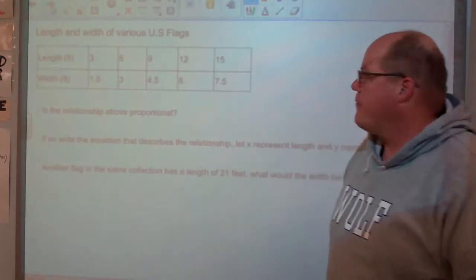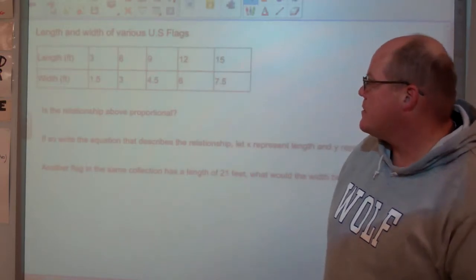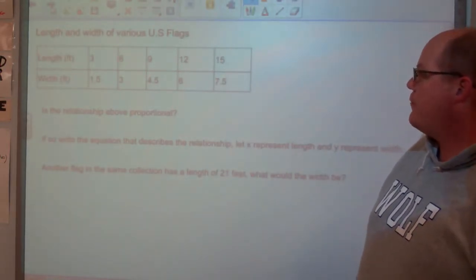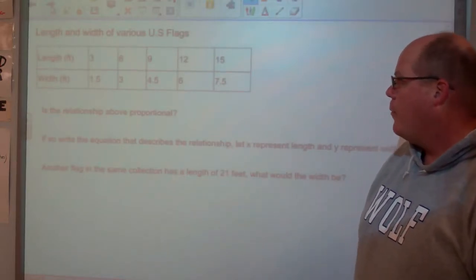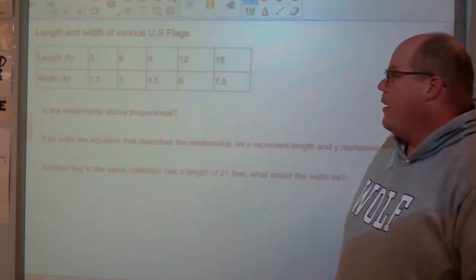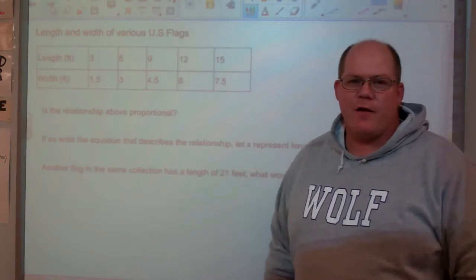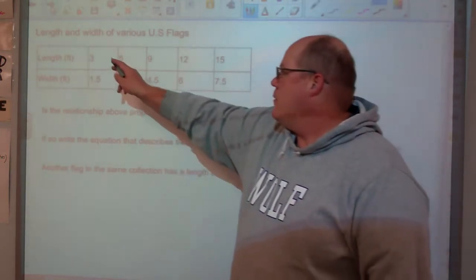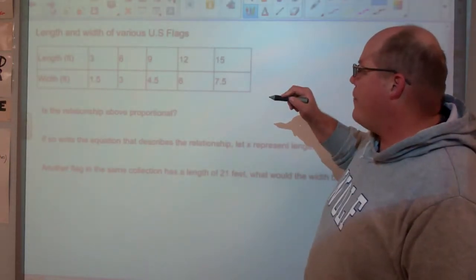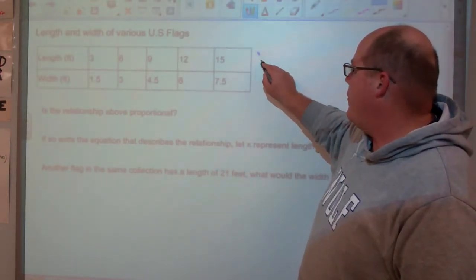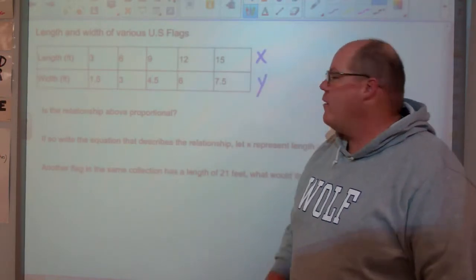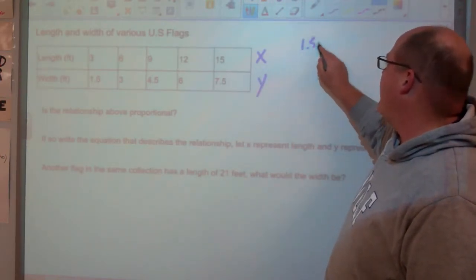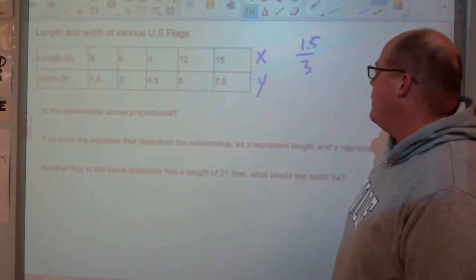So let's take a look at this information. We're going to just practice a couple. It says length and width of various U.S. flags. First it's asking, is the relationship above proportional? I don't know, let's find out. We have to figure out what the rate of change is. So we're going to go y over x. Let's call length x, width y.